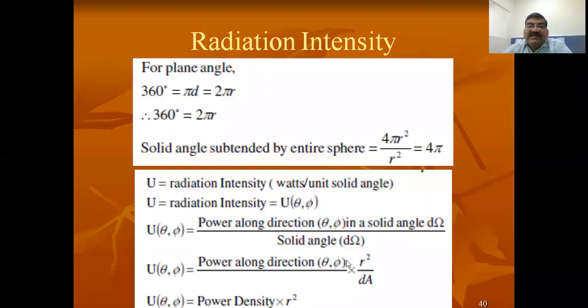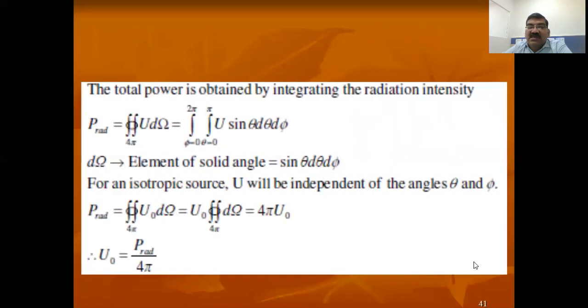So the power along that direction is given here, into r square upon dA, that is the aperture. So here it is power density into r square. I have given the relation between power intensity and power density: power intensity equals power density into r square. Power density is the power along that particular direction upon the aperture, and if you multiply it by r square, it becomes power intensity. So this is the relation between power density and power intensity.